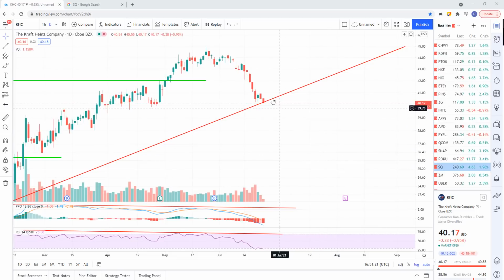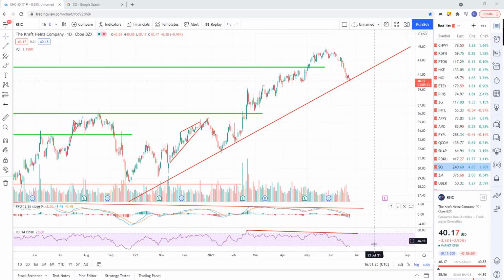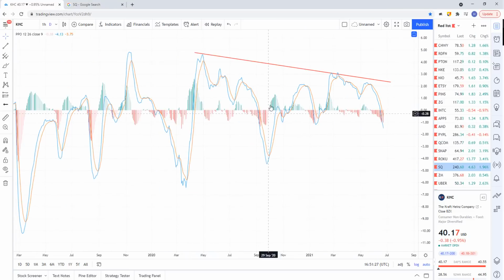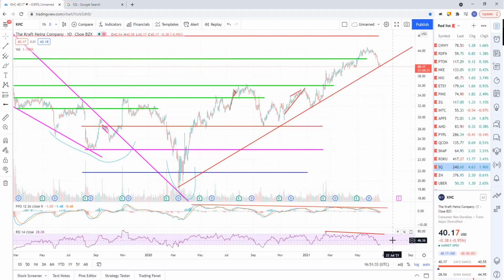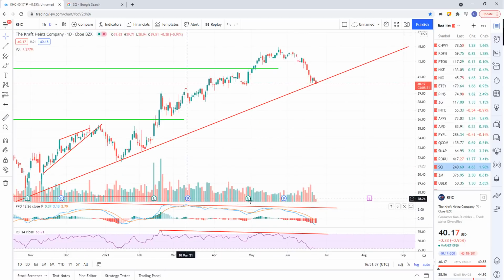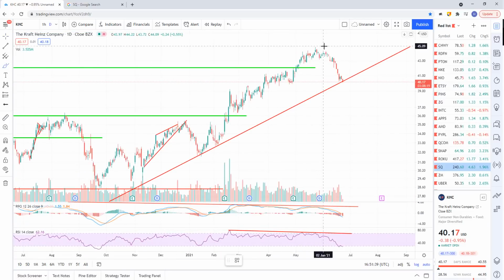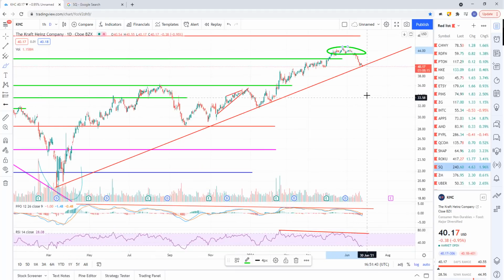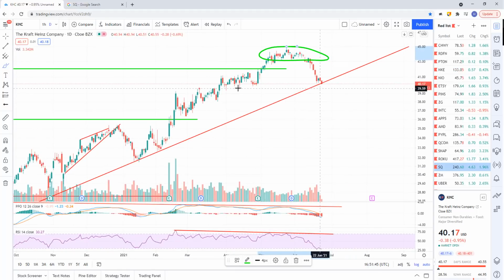And you can see we're pretty much at support again right here. But you can also see we're starting to build negative divergence. So this is the PPO. You can see momentum is trending downward. And on the RSI, as I zoom into that, you can see it's also trending downward. So negative divergence, which means these are divergent highs, and you're looking for a potential sell signal or a break in trend.